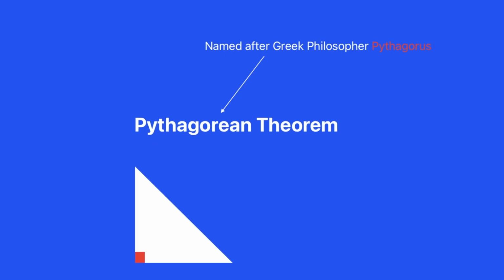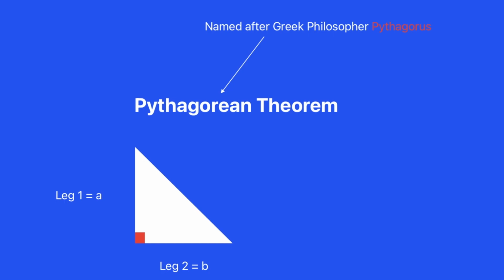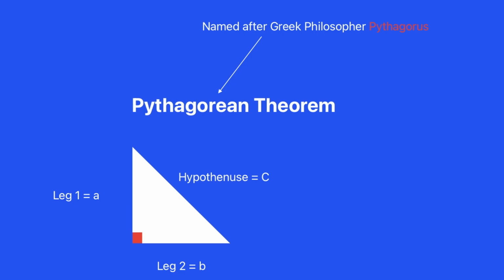So this is a right triangle. At the bottom left you see a red square which represents that the angle is right, or in other words, it's a 90 degree angle. Every right triangle consists of three parts. There's leg 1, which is equal to variable a, which is required for the Pythagorean theorem. Then you have leg 2, which is equal to variable b, and these variables will be required in the equation for the Pythagoras theorem. And then you have the hypotenuse, which is variable c.